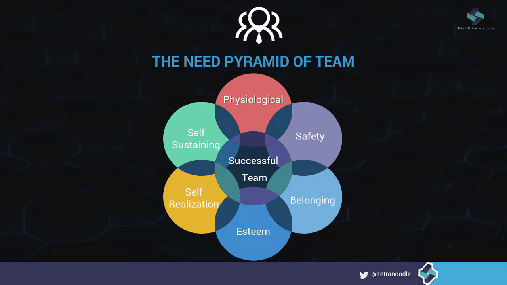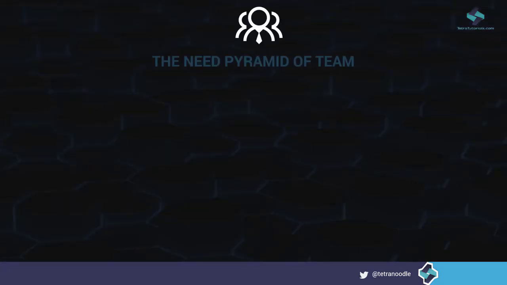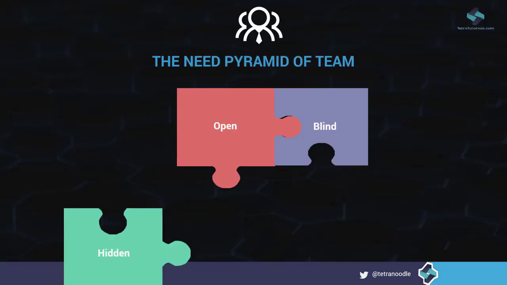This is the level every project manager dreams to achieve for their teams. And these are the critical layers of the pyramid for successful project teams. Let's talk about another important topic now, the Johari window.